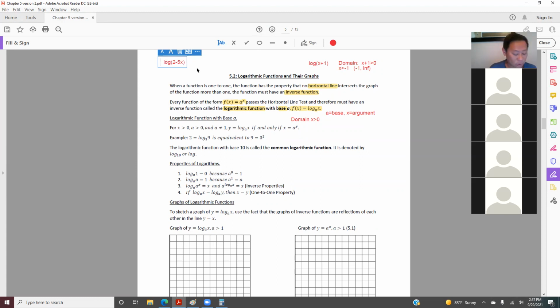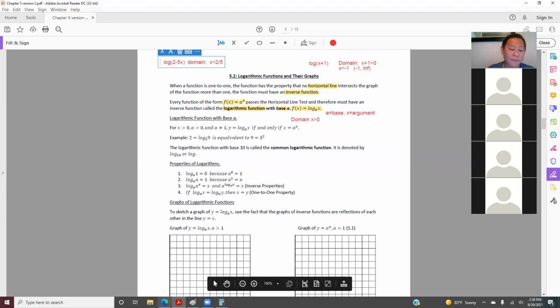Can someone tell me what is your domain for this case? Log 2 minus 5x. -2/5. Is that x is greater than or less than? Less than? Yes, x is less than 2/5 in this case. Because when you divide by -5, you have to switch your inequality around. So that's why your domain in this case will be x is less than 2/5.